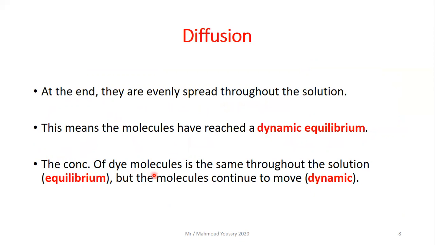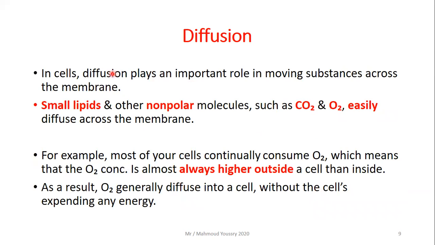The concentration of dye molecules is the same throughout the solution. This is equilibrium. At any part of the cup or the beaker, if you took any sample, you'll find the concentration of the dye is equal at different locations. But the molecules continue to move. We said that molecules are in continuous motion. This is what we mean by the word dynamic.